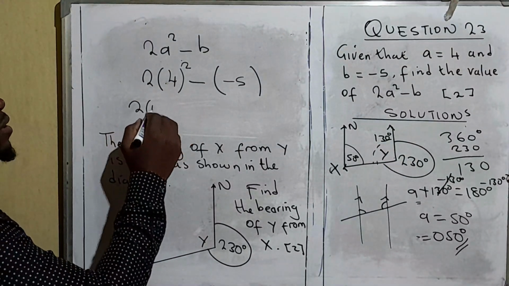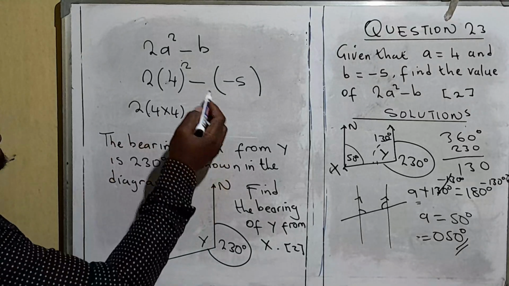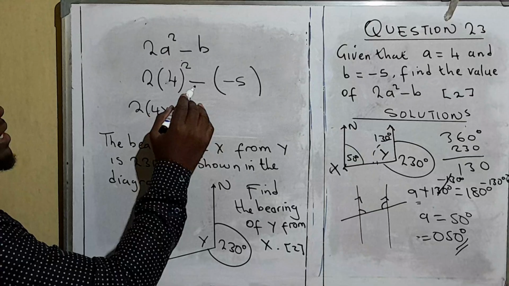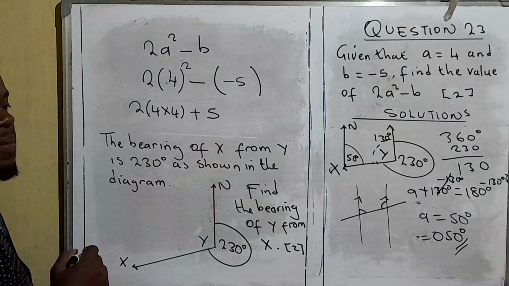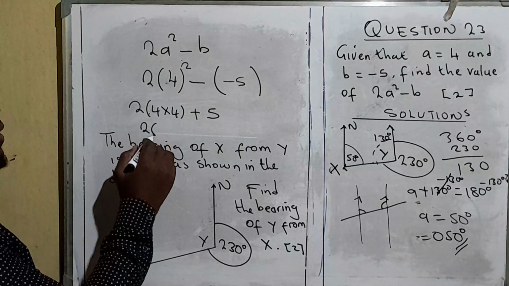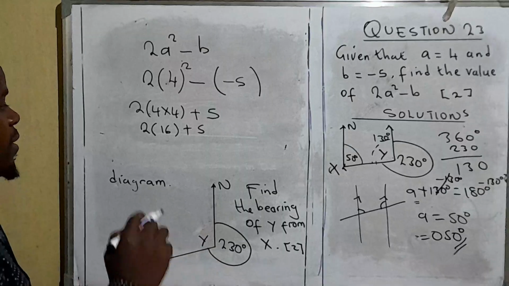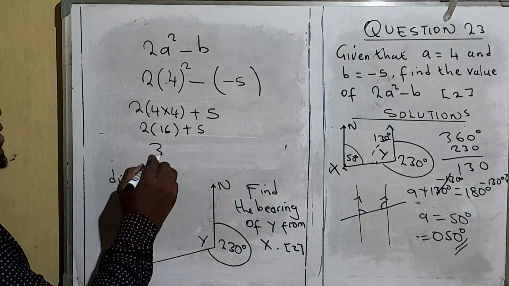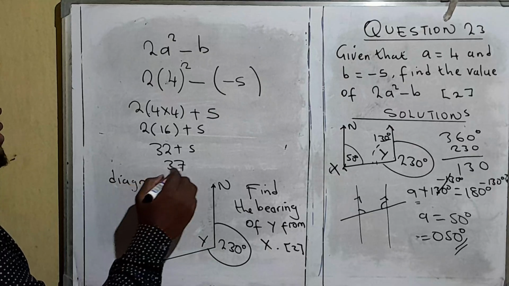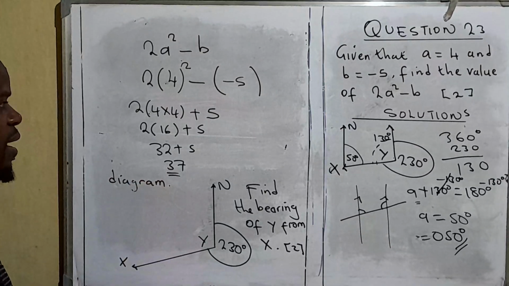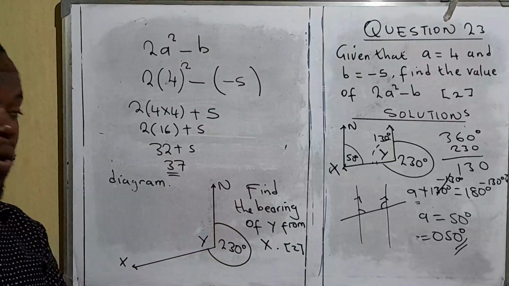This will be 2 times 4 squared minus. We can actually work out this, right? Multiply this negative times negative, that will give us +5. Then 2, 4 times 4, that's 16 plus 5. Then you multiply 2 times 16, that's 32 plus 5, which is equal to 37. And just like that, we've actually worked out all the problems.